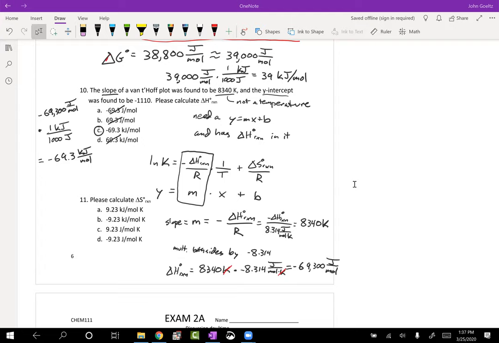So now it's asking me to calculate delta S naught of reaction. These have slightly different units because delta S has units of energy per Kelvin, which is neat because it's energy that changes with the temperature. That's kind of cool. And you're going to be using the same equation. So still use the information from question 10. The slope of the Van 't Hoff plot was that. The y-intercept was that. Except instead of calculating delta H, you want to follow an analogous procedure and calculate delta S. So take 3 minutes now and see if you can calculate delta S, if you would.